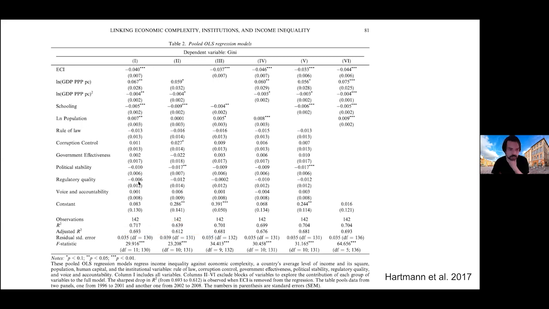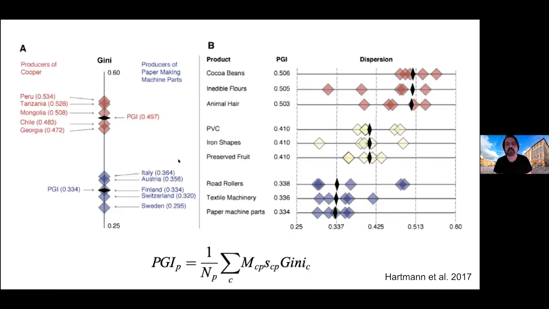Okay, so then the other thing that was done in that paper was that we used ideas from this literature to create an index of the level of inequality that is expected for each product. So for instance, if you look at copper, you look at the countries that produce copper. And by looking at the countries that produce copper, then you calculate a product Gini index that tells you, well, the countries that export this product tend to be on average more unequal than the countries that export paper making machine parts. And we could associate a product Gini index to any product.